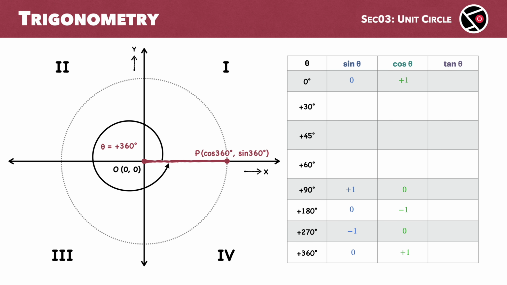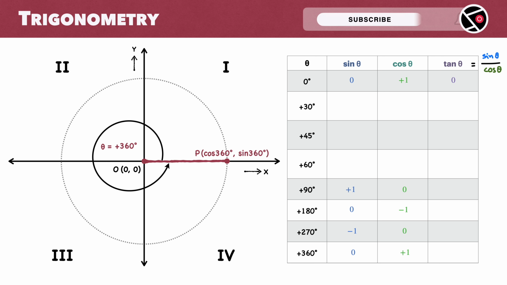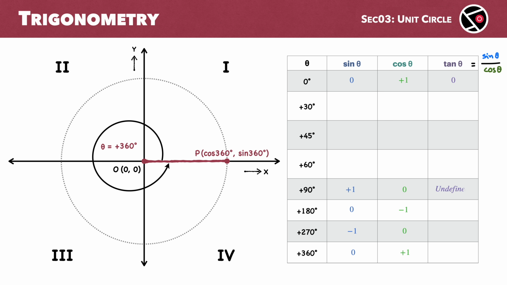Alright, we already know that tan is sine divided by cos. Since we know the sine and the cos values, finding tan is pretty straightforward. For tan 0 degrees, it is sine 0 degrees divided by cos 0 degrees, which is 0 divided by 1 equals 0. For tan plus 90 degrees, it's sine plus 90 degrees divided by cos plus 90 degrees, which is 1 by 0. We can't divide by 0, so tan plus 90 degrees is undefined.